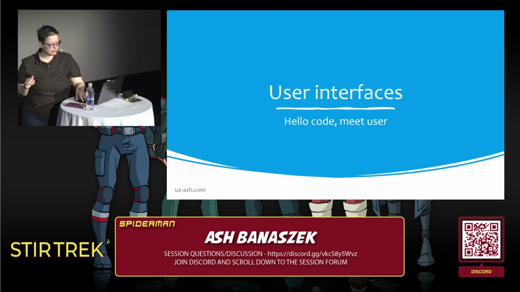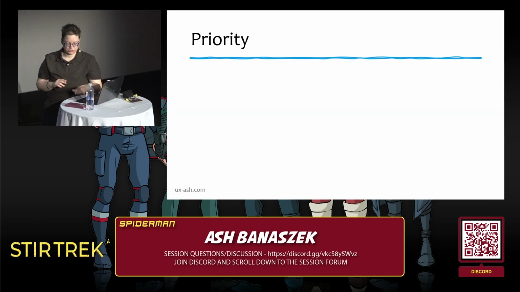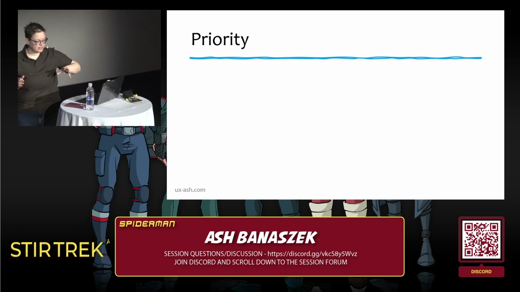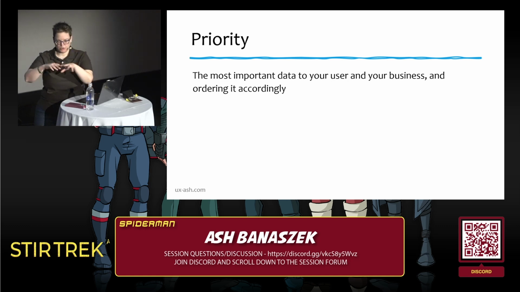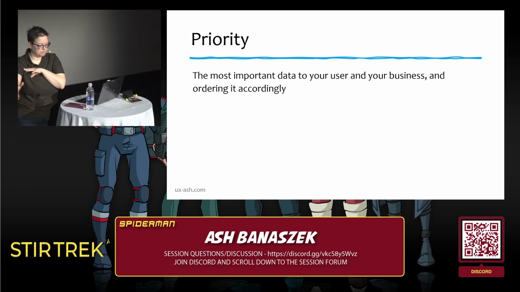So with the user interfaces, let's talk about priority first. So knowing what's most important to your users and what order in which they need it. Now we're starting to kind of scooch into the UX side of the talk, okay? I know I said I wouldn't talk UX, but I can't help myself. So the most important data, according to your user and your business, because you kind of have to look at that overlap, and you are ordering it accordingly, okay?